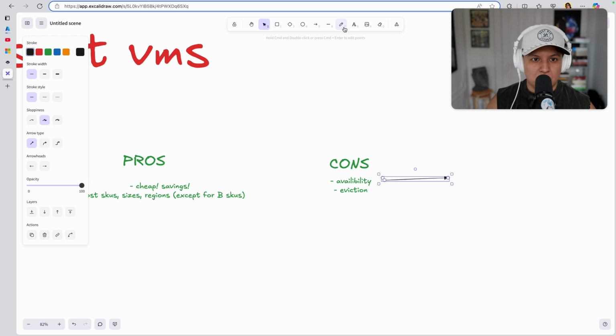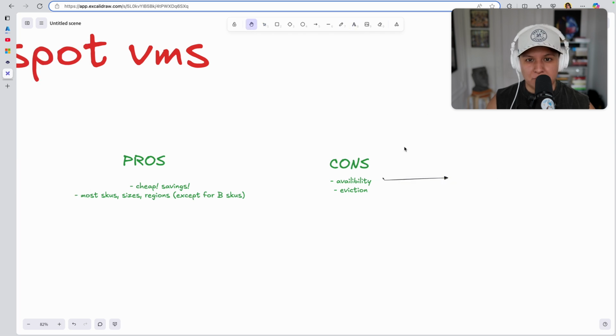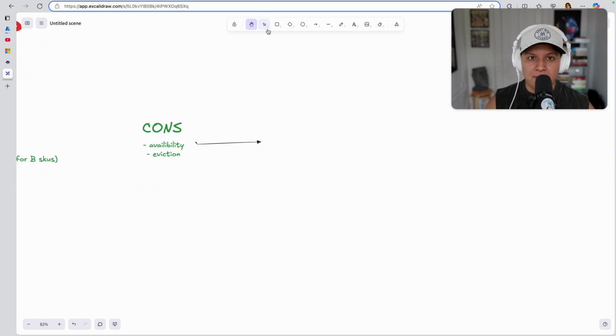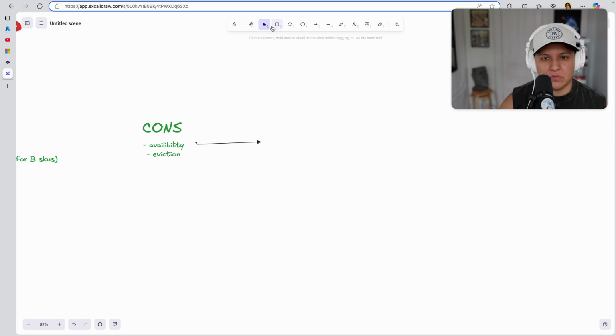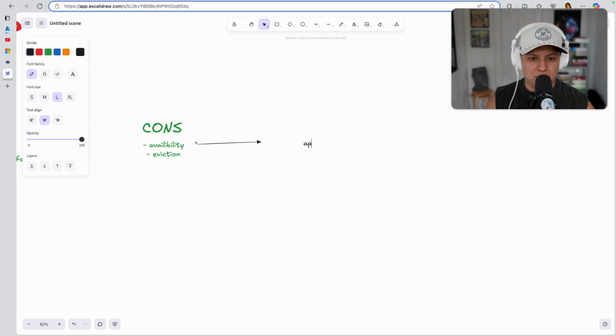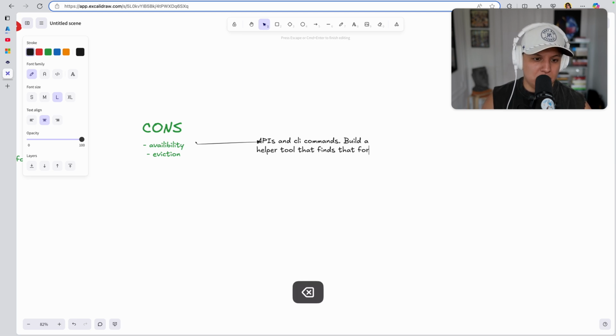So you're going to have to build some helper tools. You're going to have to code some stuff up. But if you're a cloud engineer or some kind of ops person, you most likely have experience building these types of tools. But there are APIs and CLI commands that you can use to query and get an idea for what is available in which region, right? So you can go ahead and build in commands. Build a helper tool that finds that for you, right?